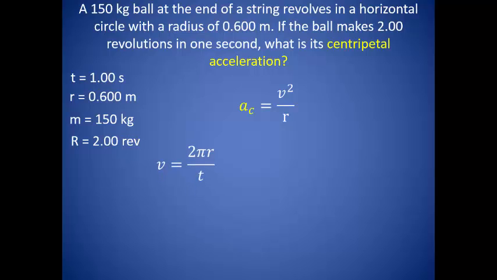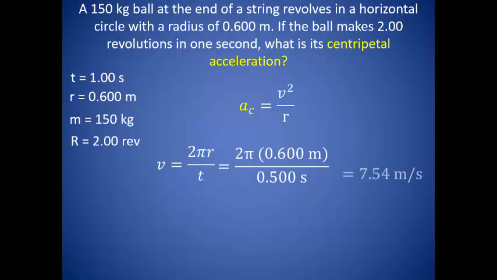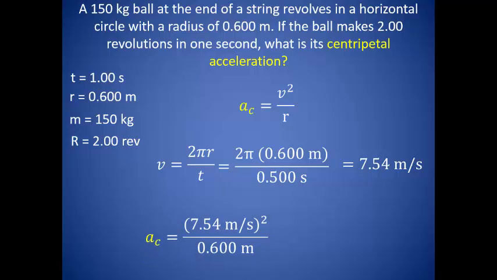Well, we can find velocity if we know our radius and our time. We know the radius, and it says that our time is 1 second. But that 1 second is the time it takes for the ball to travel through 2 revolutions. So the time it takes for the ball to move through 1 complete circumference would be half of that time, or half a second. So the orbital velocity of our ball is 7.54 meters per second. From there, it's pretty simple to substitute that into our velocity and radius and find a centripetal acceleration of 94.7 meters per second squared.